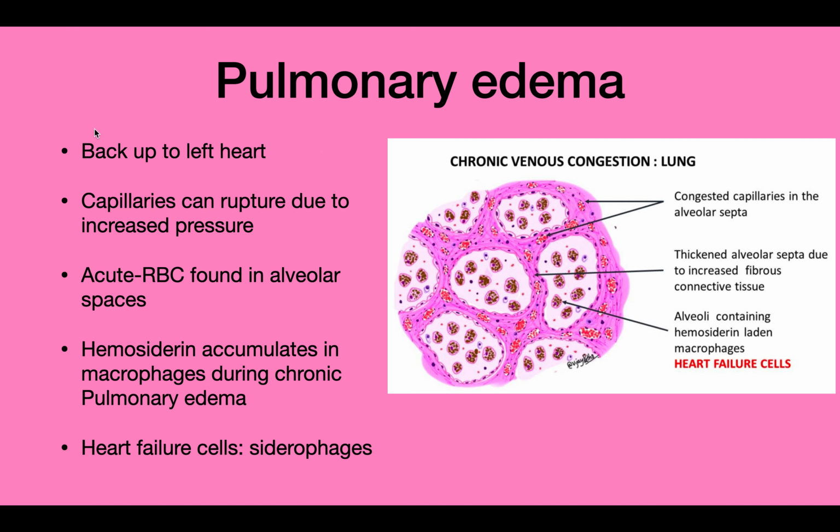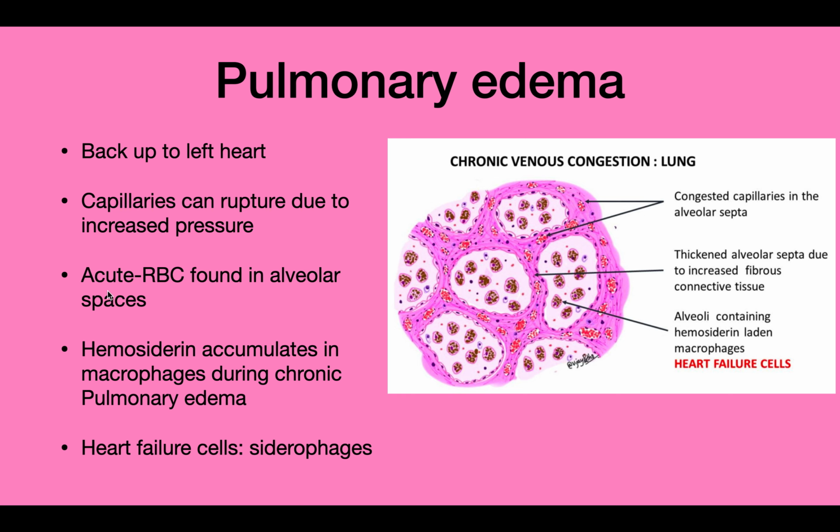So pulmonary edema occurs when there's fluid and it backs up into the left heart, because remember, there is right to left pumping or blood flow from the heart, and then if the path fails, it comes back to the left heart. The capillaries can rupture. That's why there is hemosiderin accumulation in the cells and bloody sputum. And these are also known as heart failure cells. Remember this term.